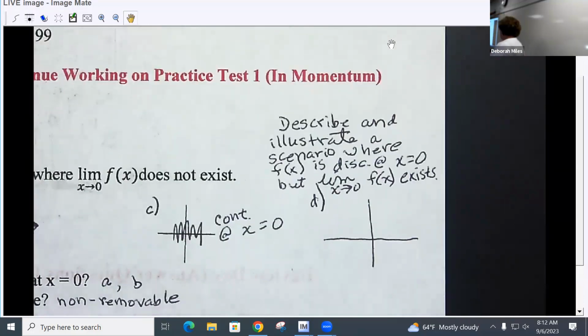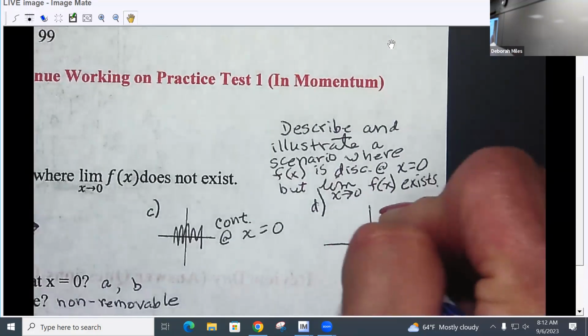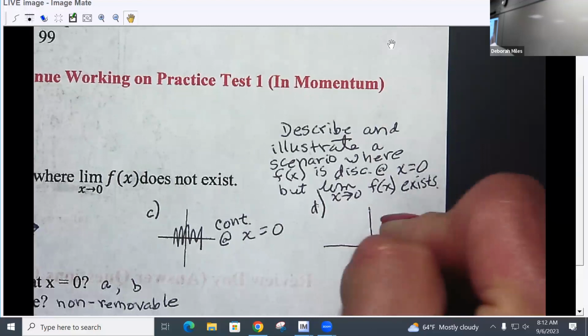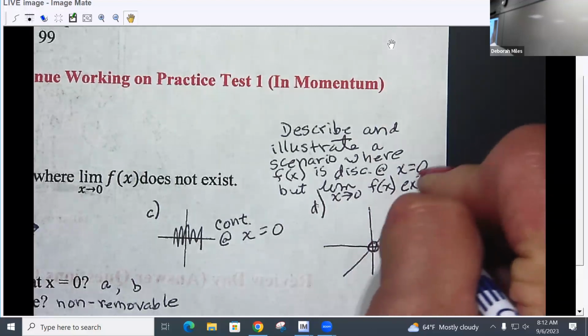But we did have room for a scenario. What would that look like? That is discontinuous at 0, but the limit still exists. How can that be, Madison? There can be a hole in the graph at 0. So maybe it's that line.